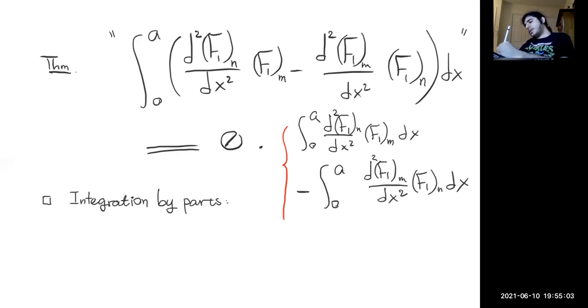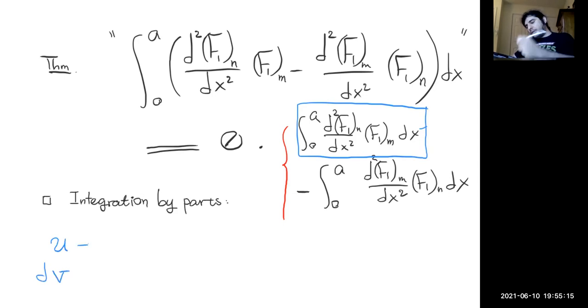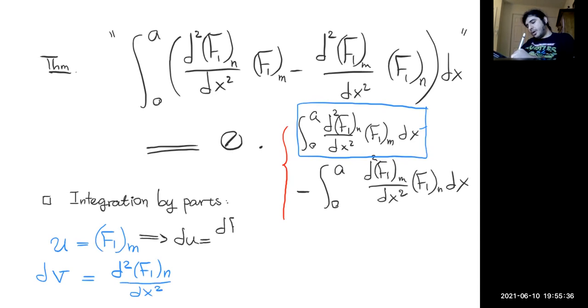How? Let's look at one of them. The other one is similar. Let's look at this one, for example. So we should choose what is u and what is dv. Let's say u is equal to f1m, and dv is the second derivative of f1n with respect to x. If that's the case, du would be the derivative of f1m with respect to x dx. And v would be equal to, we just in some sense cancel one derivative, actually there is dx here too, so v would be equal to the first derivative of f1n with respect to x.